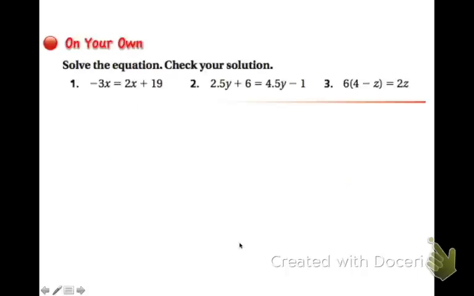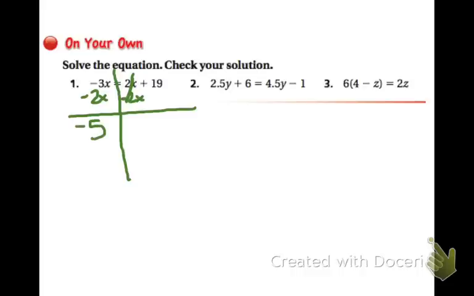Continuing with some more examples, you want to solve the equation and then check your solution. So number 1, we have a variable term, an equal sign, a variable term, and a constant. So again, this might be helpful if you definitely show the two sides of the equation. So in this case, it's simpler if we move the 2x to the left. So we subtract 2x from the right-hand side. Check our work. 2x minus 2x is 0, so we have to also subtract 2x on the left side of the equation. So negative 3 plus negative 2 is negative 5x, and that's equal to 19.